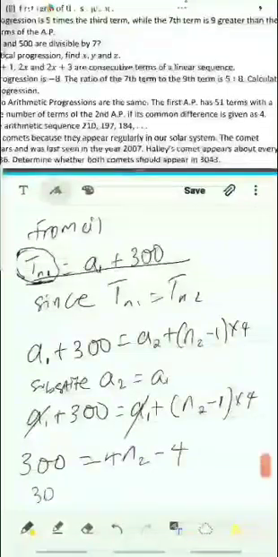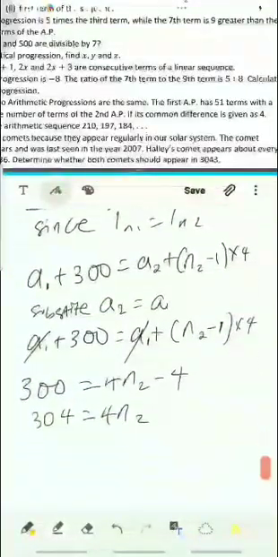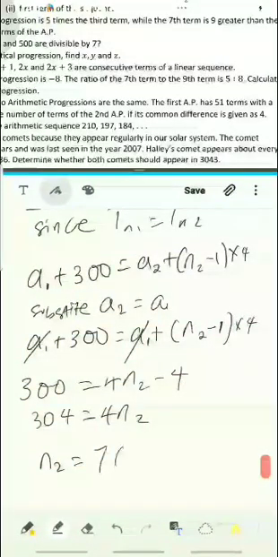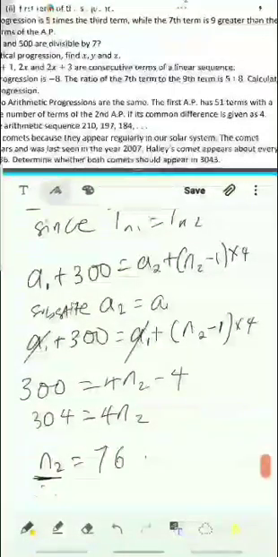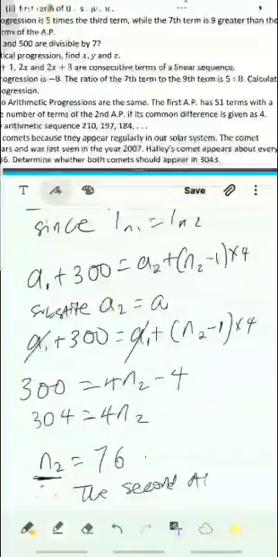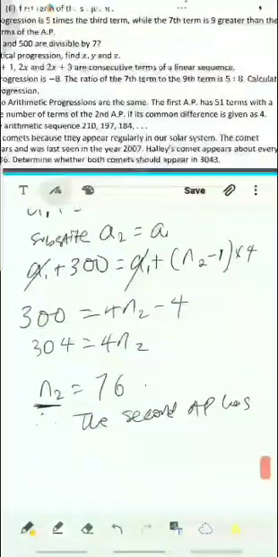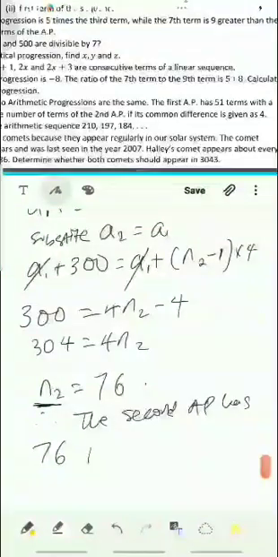Okay, so 304 is equal to 4N2. Divide both sides by 4. So N2 equals 76. Therefore, this N2 means the number of terms of the second AP. Therefore, the second AP has 76 terms. You can check that out on your own.